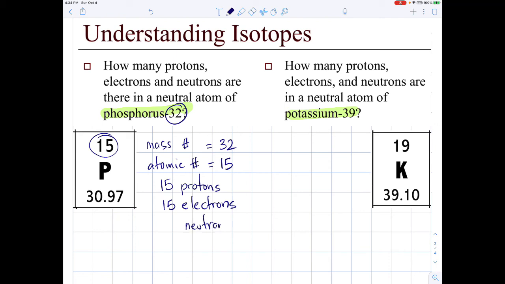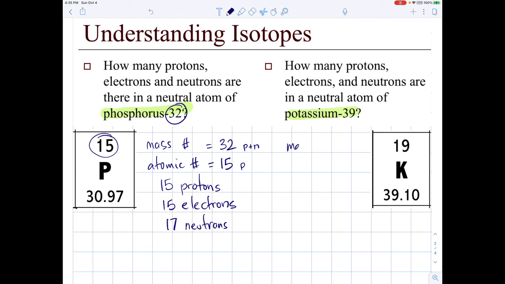The neutrons are neutral, and how many of those will there be? Well, the 32, the mass number, is the protons plus neutrons together. The 15 is the atomic number, it's just the protons. So notice if you subtract those two things, you're going to find n, the number of neutrons. So 32 take away 15 gives me 17 neutrons.